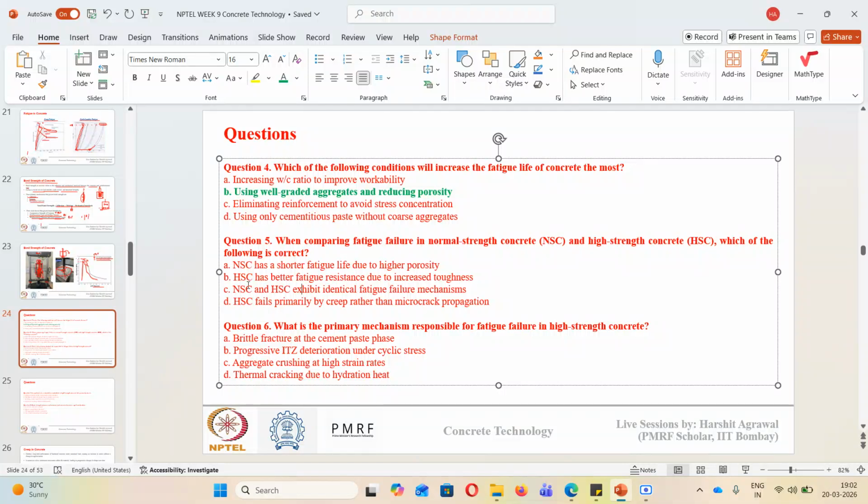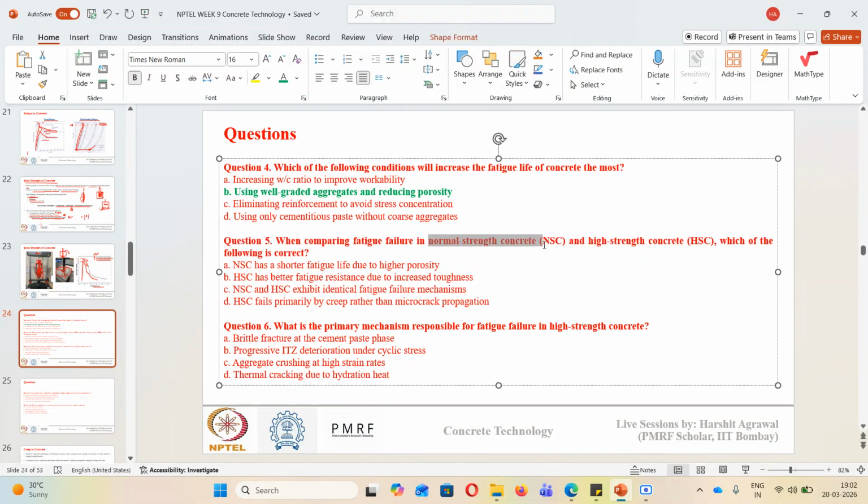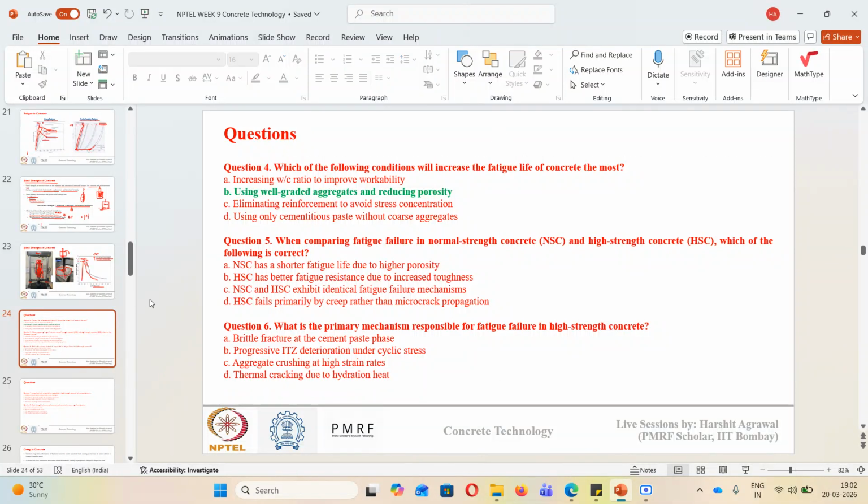Question number 5. When comparing fatigue failure of normal strength concrete and high strength concrete, which of the following statements is correct? So suppose you have two concretes. One has a compressive strength of 25 MPa and another one has a compressive strength of 55 MPa. So how will their fatigue failure compare to each other?